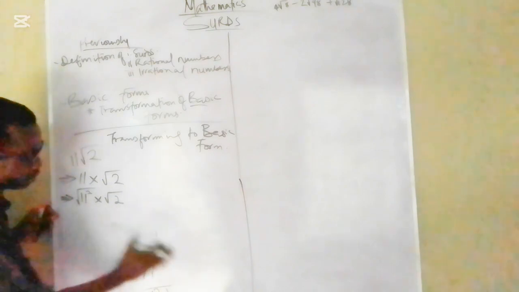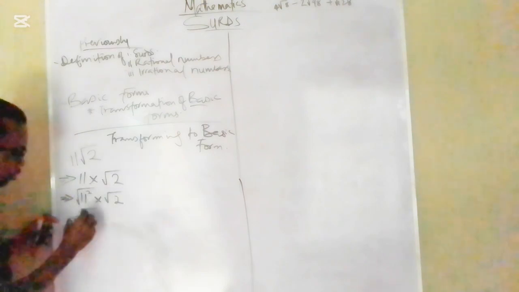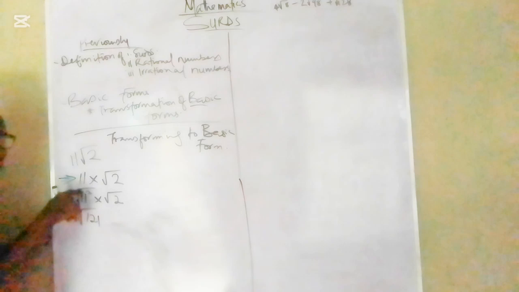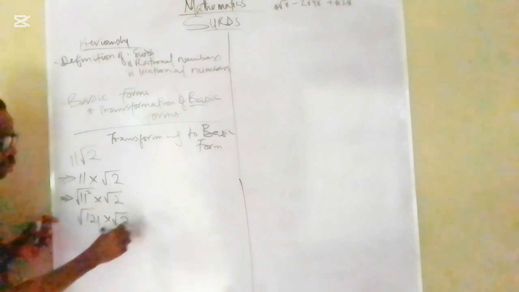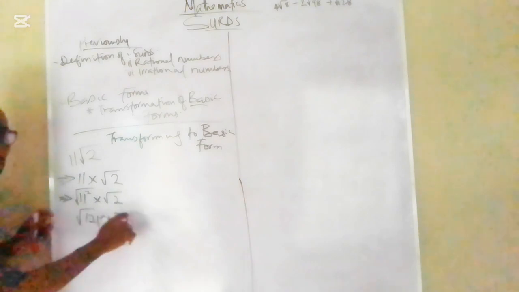So 11 times 11. How did you get this? 11 squared is 11 times 11. Remember, I've only done the squared, and the square root sign is still there. So this times 2. Our goal is to make sure that we have a single number that is under the square root sign.